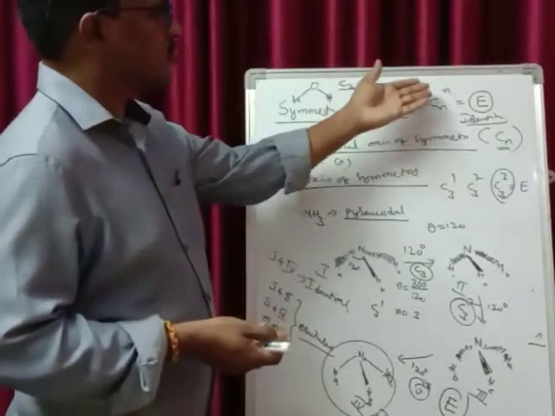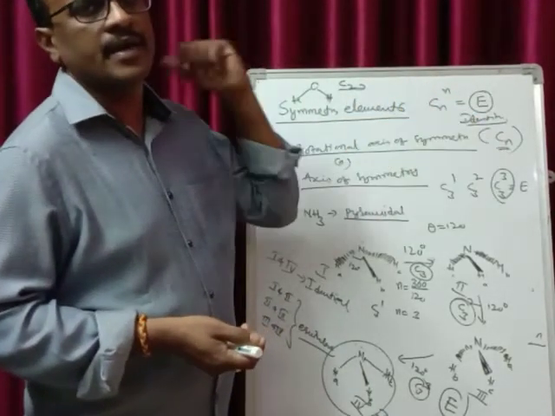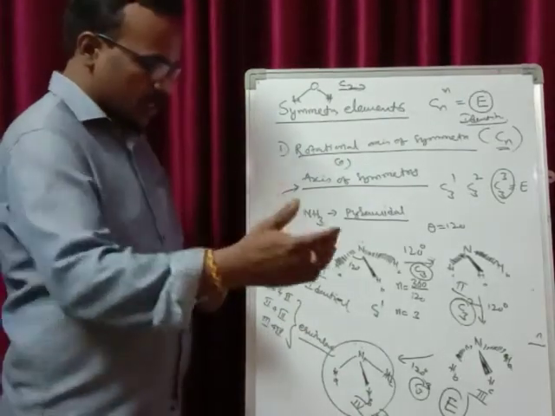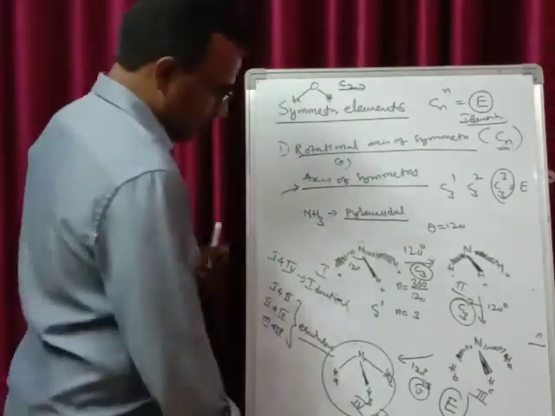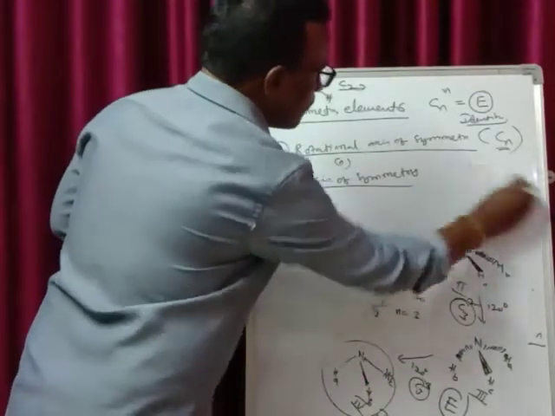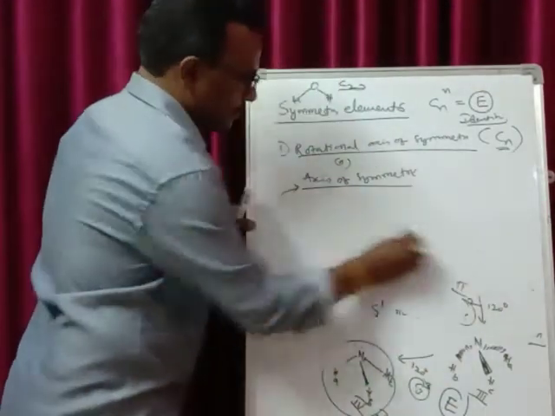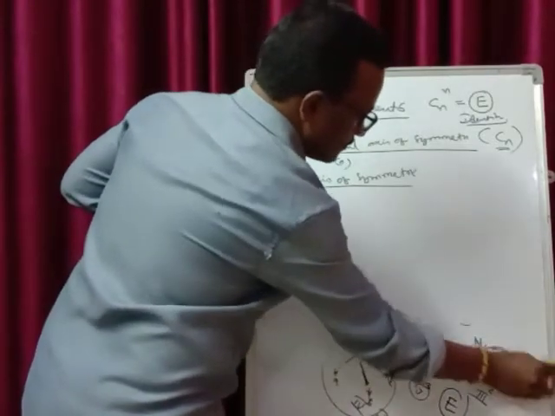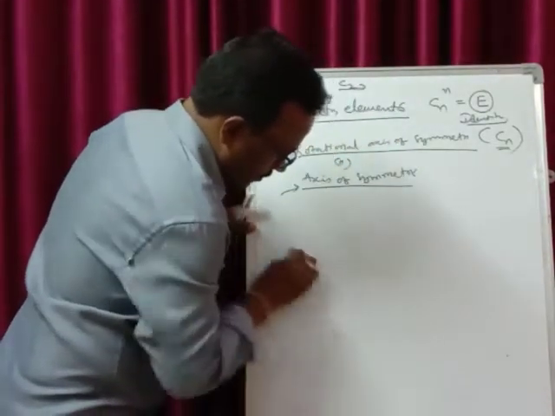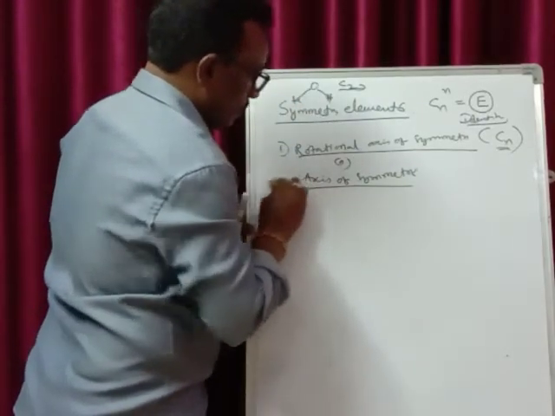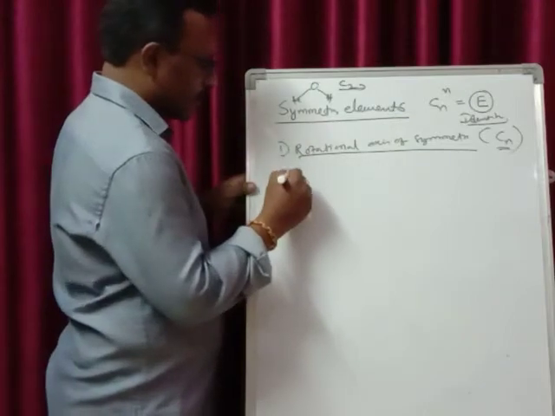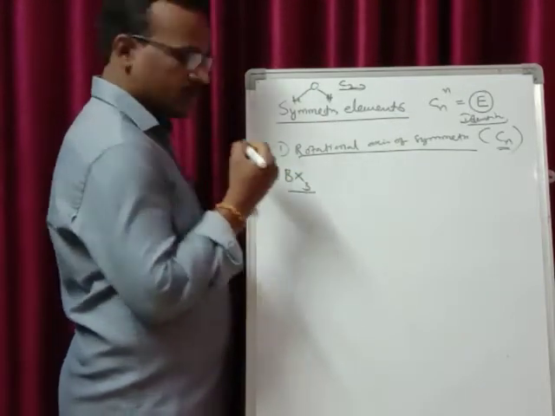So Cn raised to 1 always gives you the identity element. So this is regarding the C3 rotational axis of symmetry. Let us go with another example of C3 type. That is, we take the example of BX3, the boron trihalide example.